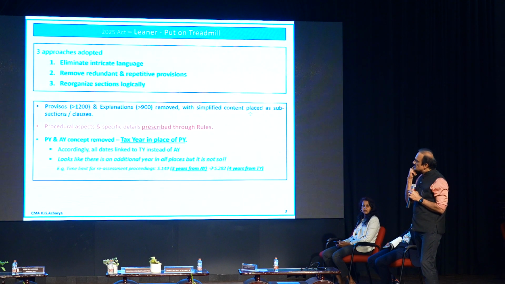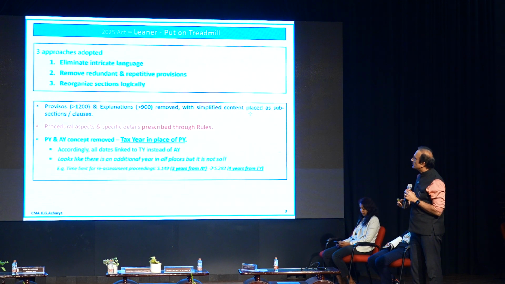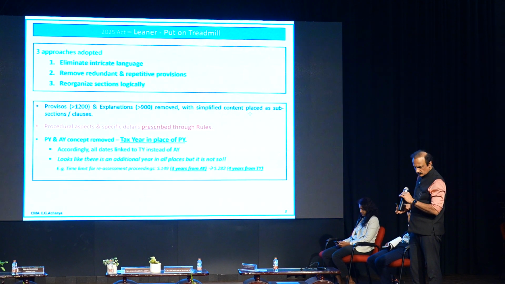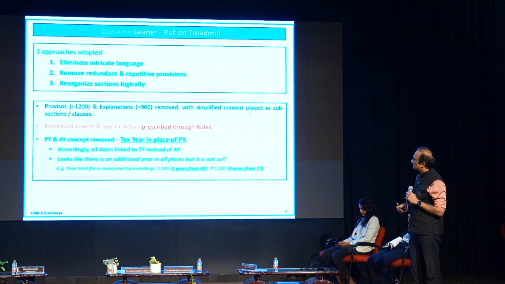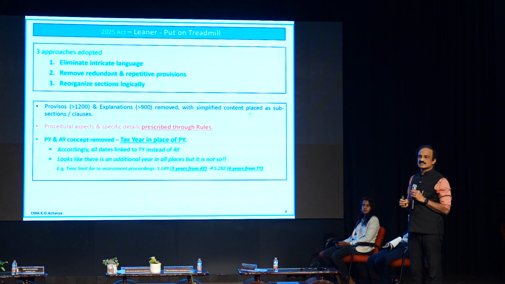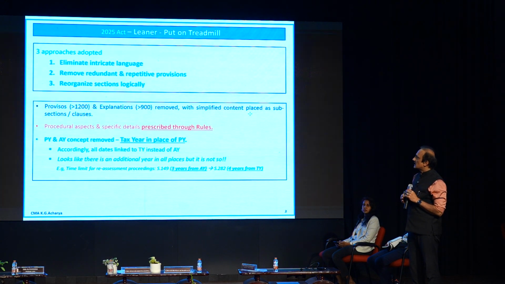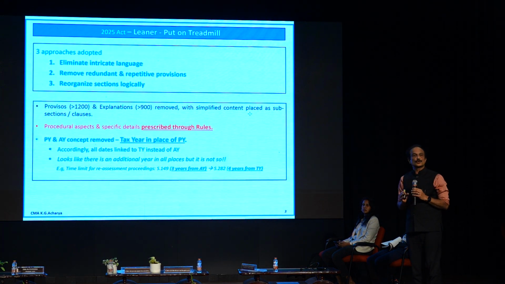So what is the basis of the 2025 Act? It is becoming leaner, as if put on a treadmill. Three approaches were adopted: it eliminates intricate language, removes redundant and repetitive provisions, and reorganizes sections logically. Provisos and explanations are removed, and procedural aspects and specific details are prescribed through rules.